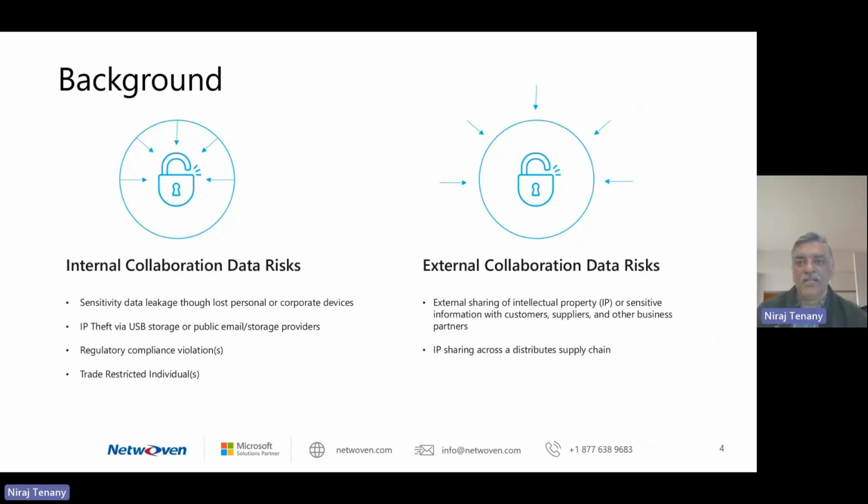an organization. External collaboration risks are when you're sharing sensitive information with your customers, business partners, and suppliers, and you run the risk of losing that information or losing control of that information. And then there is IP sharing across a distributed supply chain. If you're a manufacturing company, your supply chains are huge. How do you protect your critical information, your intellectual property, as it travels through the supply chain? These are some common challenges that come up when people and organizations collaborate.